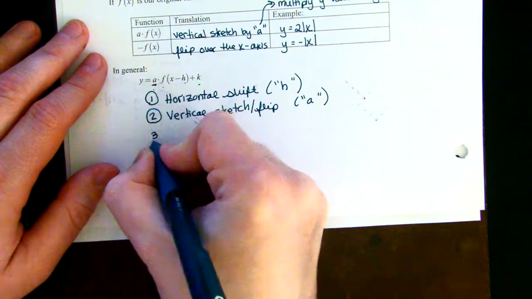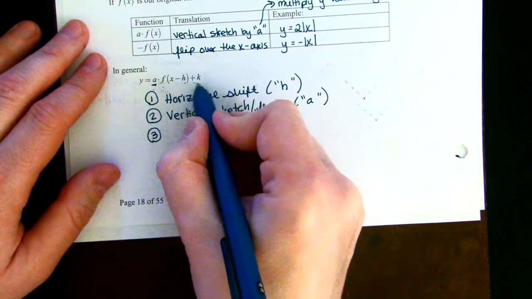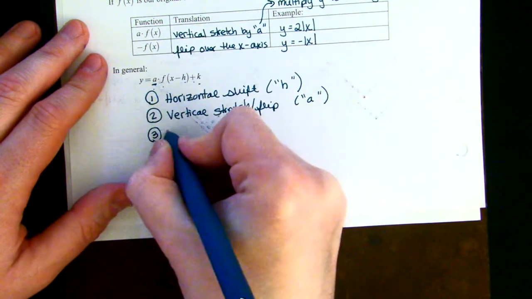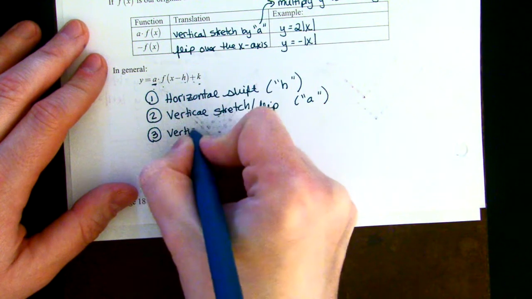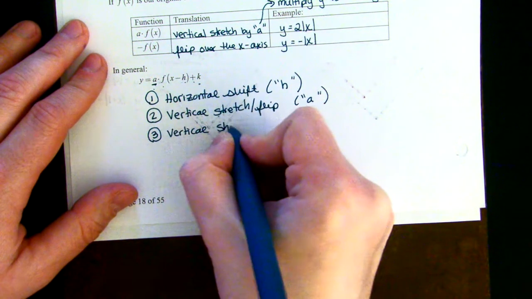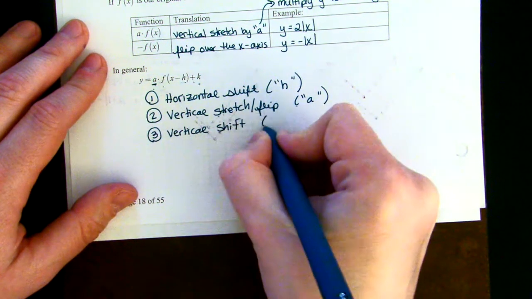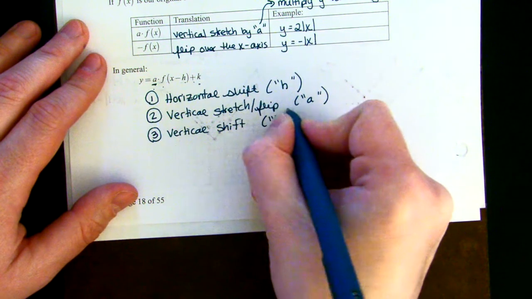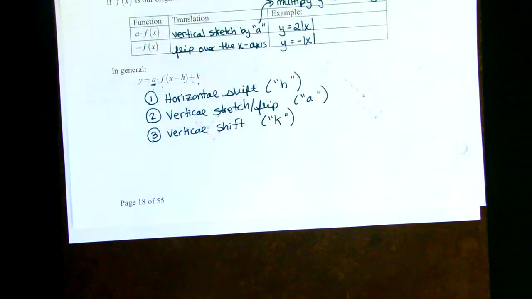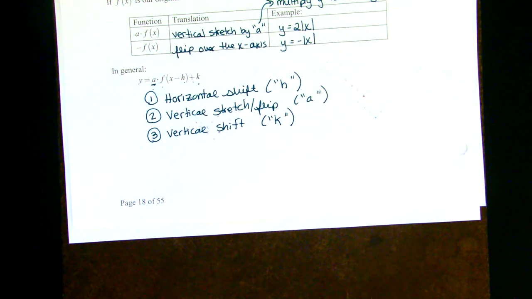When we're done, we'll need to deal with that thing we're adding or subtracting at the end, any sort of vertical shift, which means deal with that k value. And this is the order we are always going to go in. Horizontal shift first, then vertical stretch or flip, then vertical shift. Get that copy down.